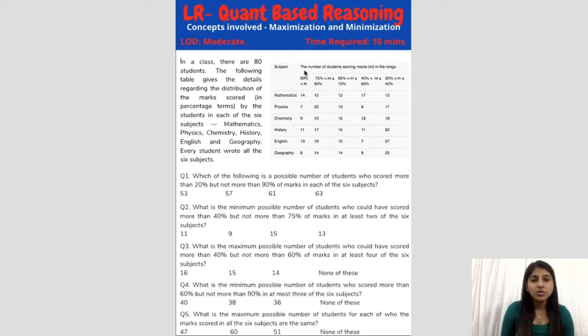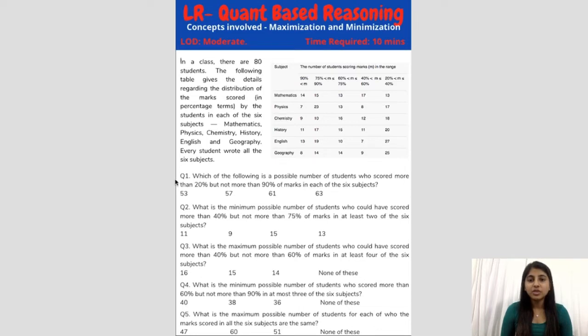So what is this table? It gives the number of students scoring marks in each range: 90 percent or above, between 75 and 90 (90 inclusive), between 60 and 75 (75 inclusive), 40 to 60 (60 inclusive), and 20 to 40 (40 inclusive). These are the number of students who have got the respective scores.